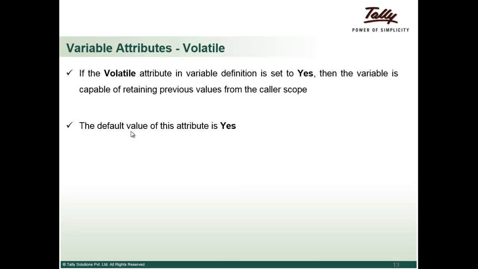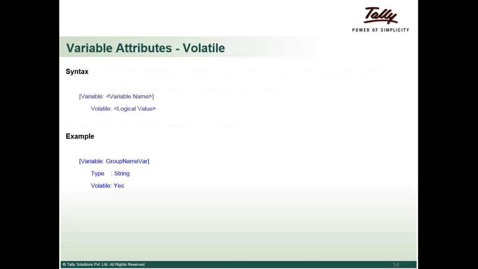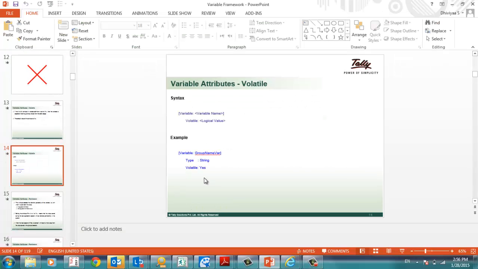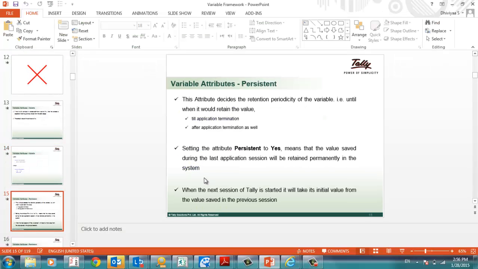So this property of a variable, if we want to use it, we specify volatile. We give the variable name, we specify the type, and we say volatile yes for the variable. By default, even if you don't specify volatile in any variable, volatile is yes for any variable. You can set it to no by specifying the volatile attribute for the variable. So the next concept we will see is the persistent concept.